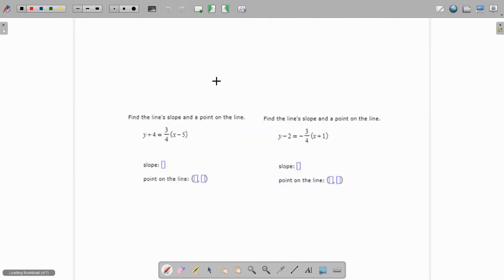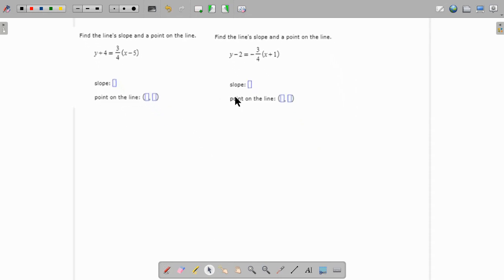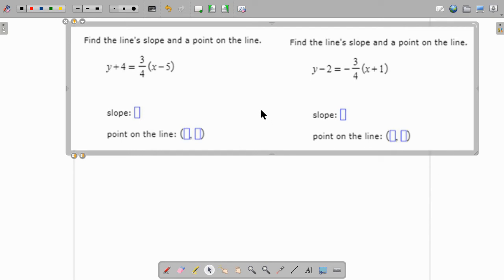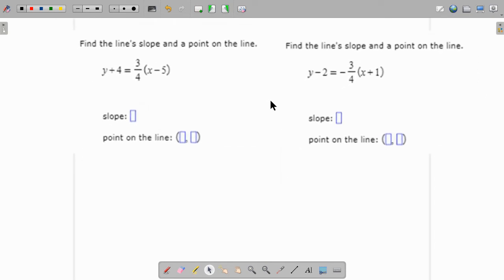Okay. So here's an example. Let me move this for you a little bit. I have to do that ahead of time. Sorry. All right, that's better. Okay. So if you want to pause this and try it, go ahead. Hopefully this isn't too bad. So this is 1, this is 2. So they want the slope and a point. Okay? So the slope, if you want to pause it and try, go ahead. I'm going to continue on.